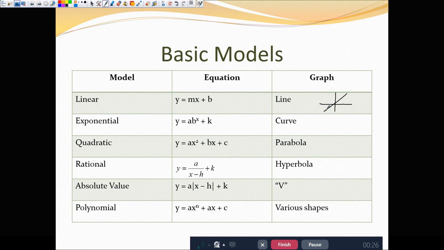We've learned exponential functions, which are curves, like so. We've learned parabolas, which are quadratics, which is a U shape. Rational functions, which is called a hyperbola, which remember it's kind of like the C's, I guess. Absolute value we just learned, which is our V shape.